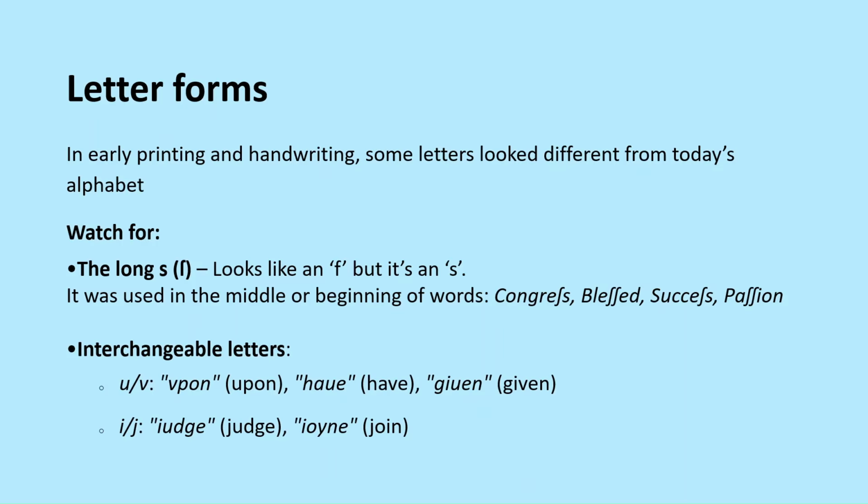You can also find interchangeable letters. So letters U and V were interchangeable in some words. Look at the spellings of upon, have, and given. The same goes for I and J, in judge and join, for example.